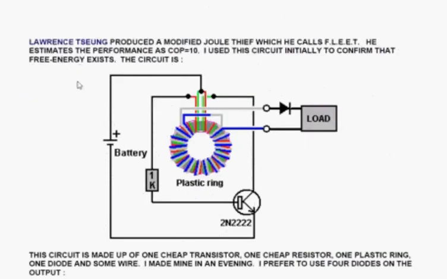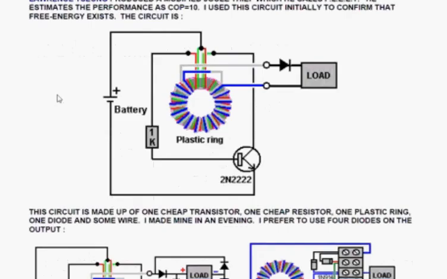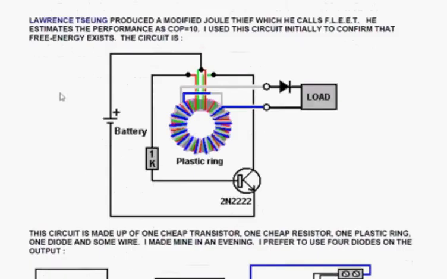Now, Lawrence Chung also started with the Joule thief. He calls his system FLEET, Fleet. He reckons that the performance of this particular design is COP of 10. In other words, 10 times more power out than in. I personally use this circuit to check that free energy definitely does exist. But I go on to that in a minute.